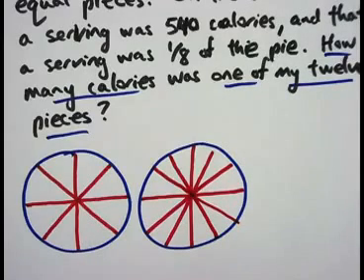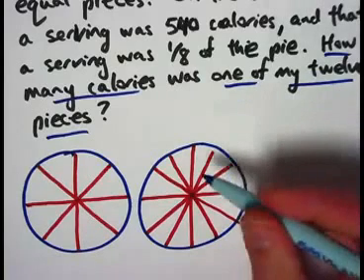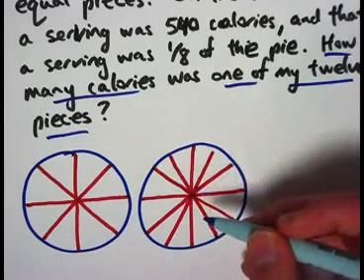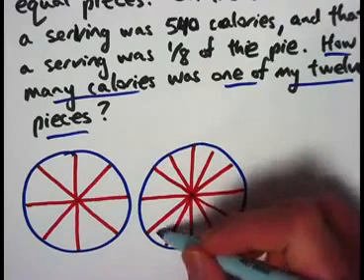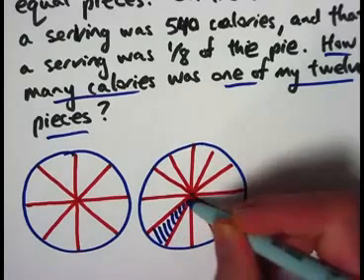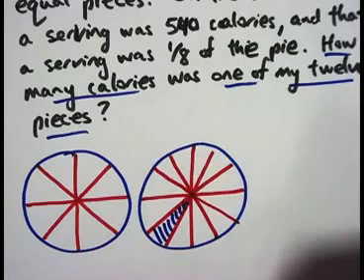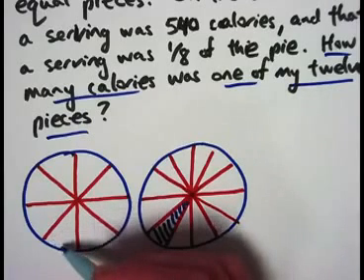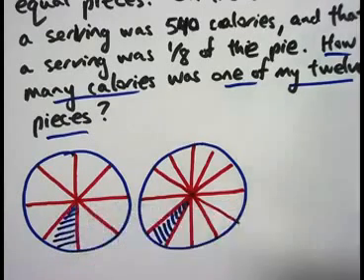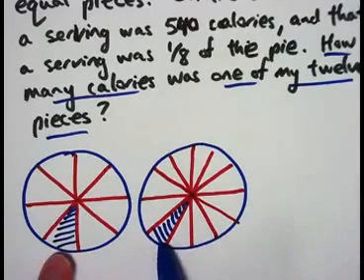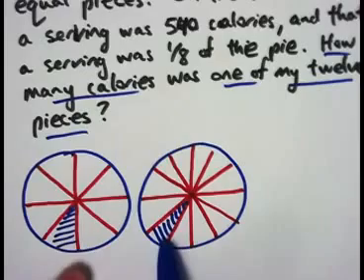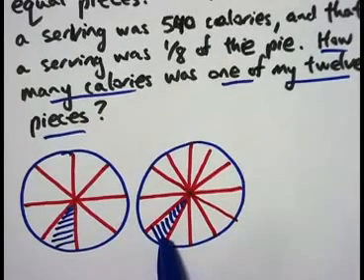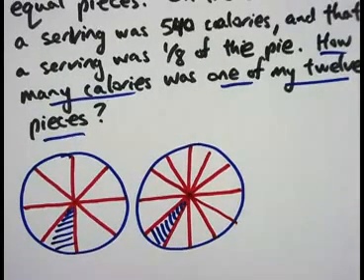All right, so what I'm going to eat is one of these 12 pieces. Let's just pick this one. And I want to know how many calories are in that 1/12 of the pie when I know there's 540 calories in that piece, which is a little bit bigger than this piece. It's not twice as big. Twice as big as this piece over here would be 1/6 of the pie, which would be bigger than 1/8.